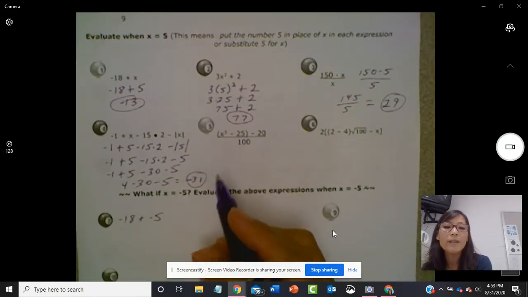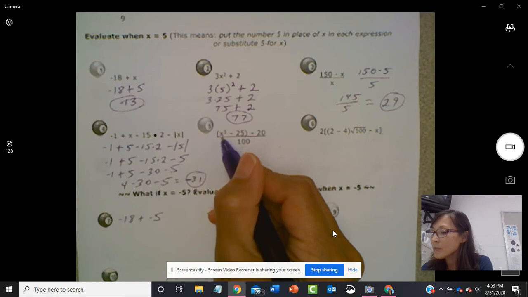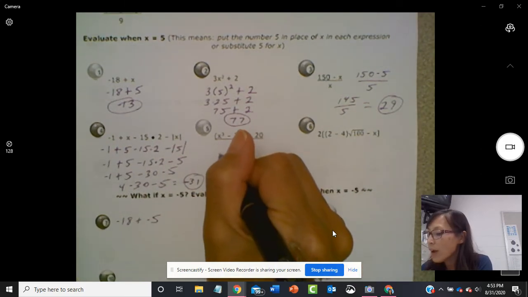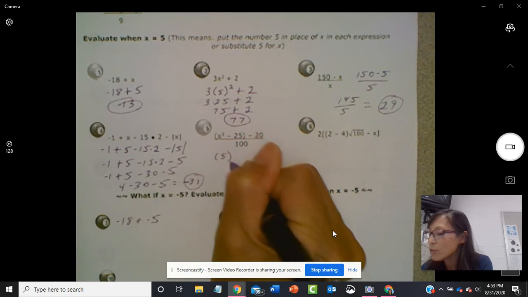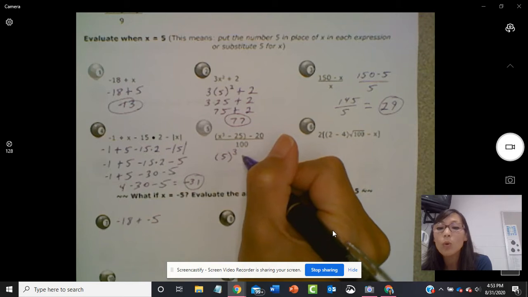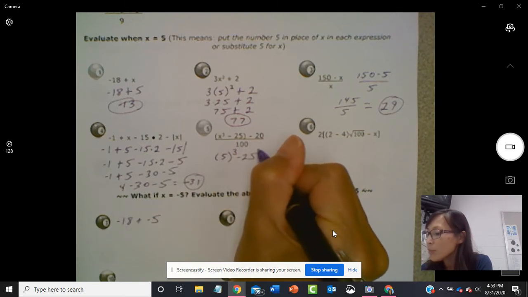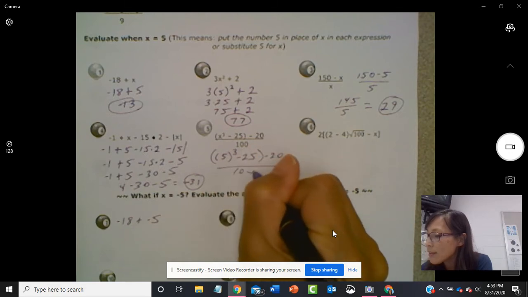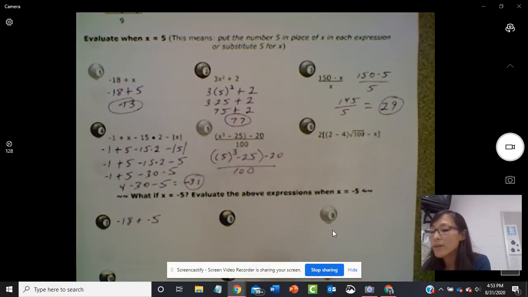So the answer ended up being negative 31 on this one. Let's go ahead and substitute in this expression. Anytime you have exponents, you have to be very careful and make sure that you put your number in parentheses. If you have exponents or you are multiplying, you need to put your number in parentheses before you do your substitution. And then we have to follow order of operations.